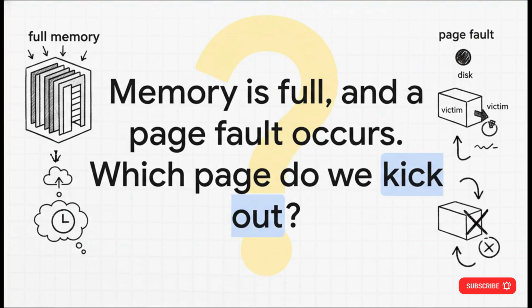So here's the situation. Our RAM is totally full, and our program needs a new page from the disk. To make room, we have to pick a victim, a page that's currently in memory, and evict it, kicking it out. The algorithm we use for this, the page replacement algorithm, has a massive impact on system performance. If you make a bad choice, you might immediately need the page you just kicked out, which causes another page fault, and everything slows right down.